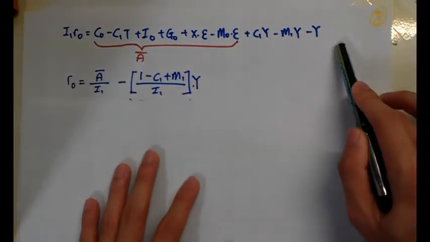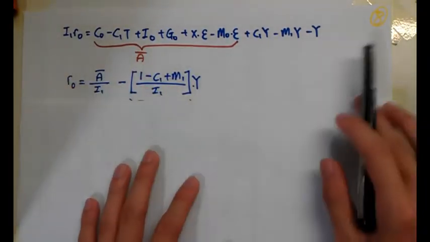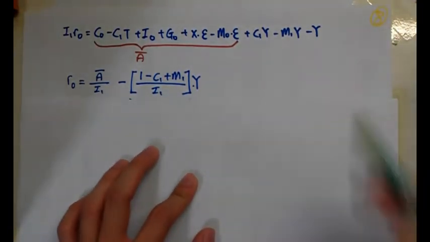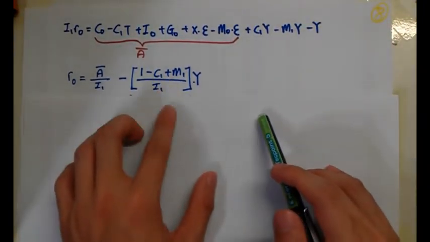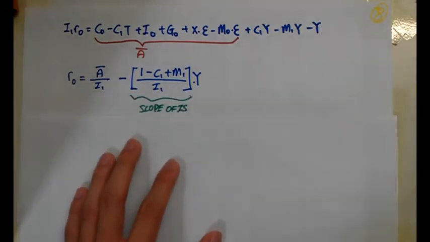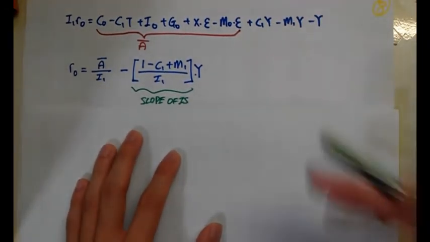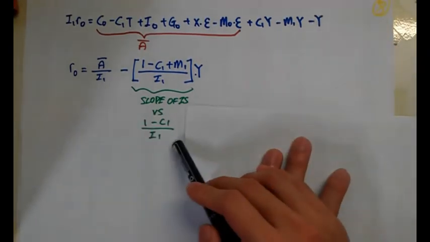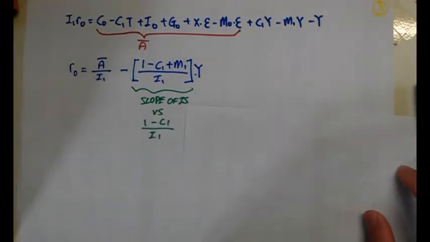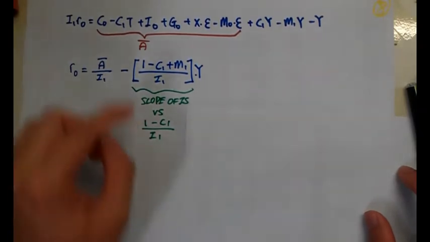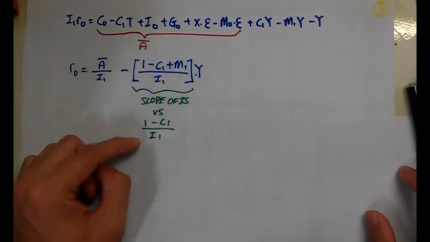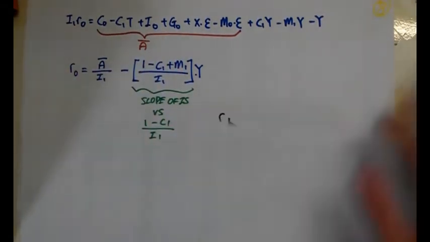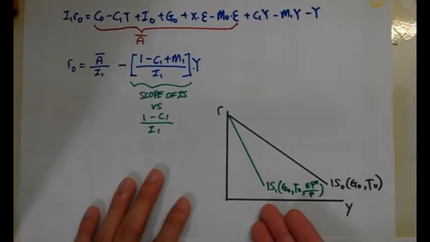Okay, what I do is I'm just going to bring I1 to the bottom, and this is what I have, my equation for the IS curve. And this in the bracket over here is the slope of my IS curve in an open economy, and I'm going to compare that with the slope of an IS curve in a closed economy, and I'm going to realize that this figure is going to be bigger than this figure because of the addition of M1 to the numerator. Okay, and I have my new IS curve, which looks like this.